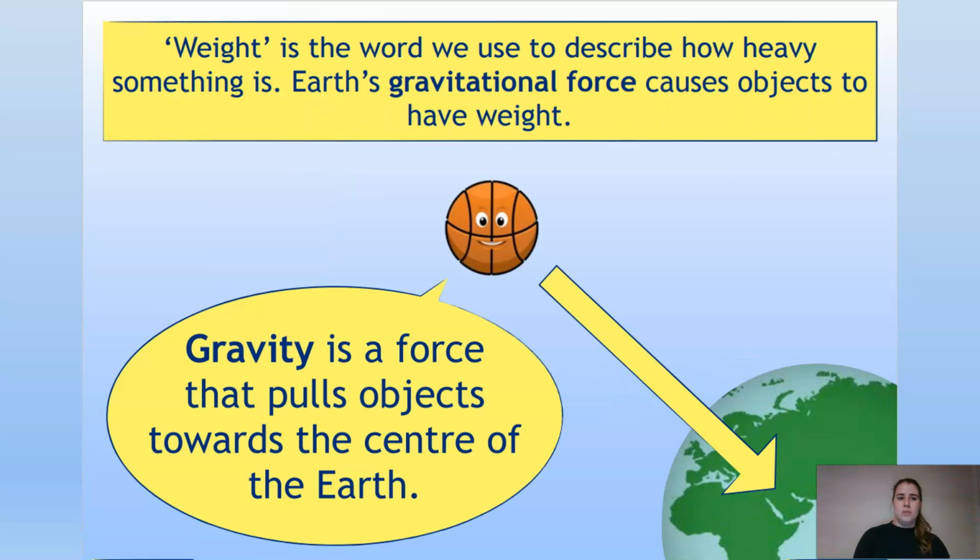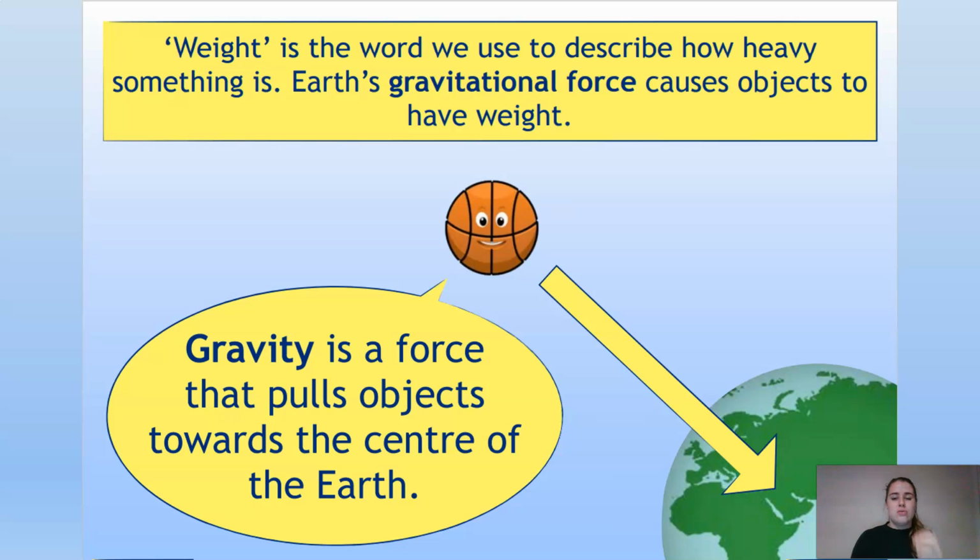Okay, so weight is the word that we use to describe how heavy something is. Okay, so something weighs a lot or it weighs very little. Okay, we're talking about how heavy or how light it is. But when we're talking about it in terms of Earth, we've got the Earth's gravitational force, which causes objects to have weight. Okay, so we know if you bounce up and down on a trampoline, when you bounce up, that gravitational force makes you heavier than you actually are and pulls you back down to touch the trampoline. Okay, hence why we all stand on the Earth. We're not all floating around in the sky.